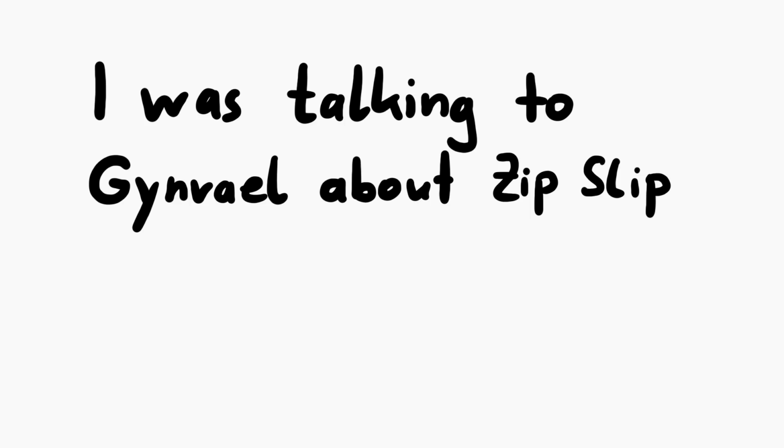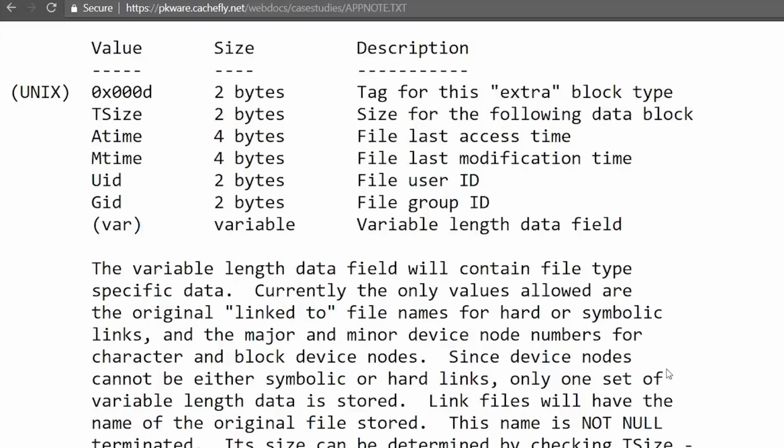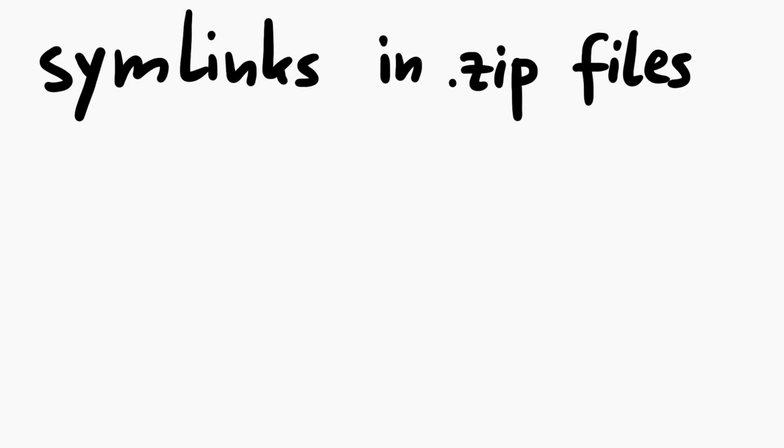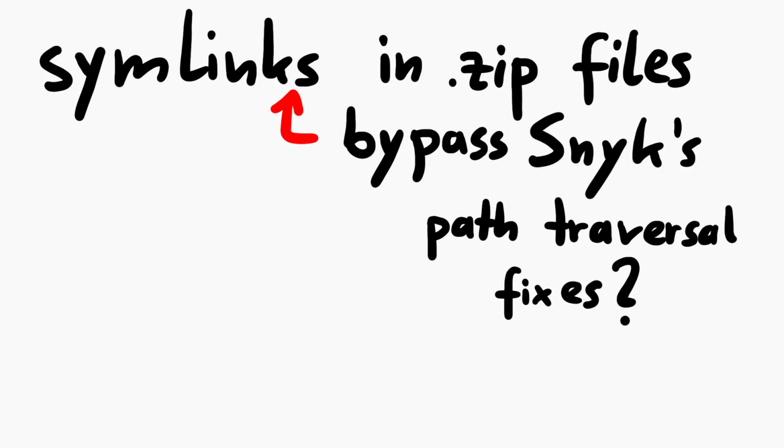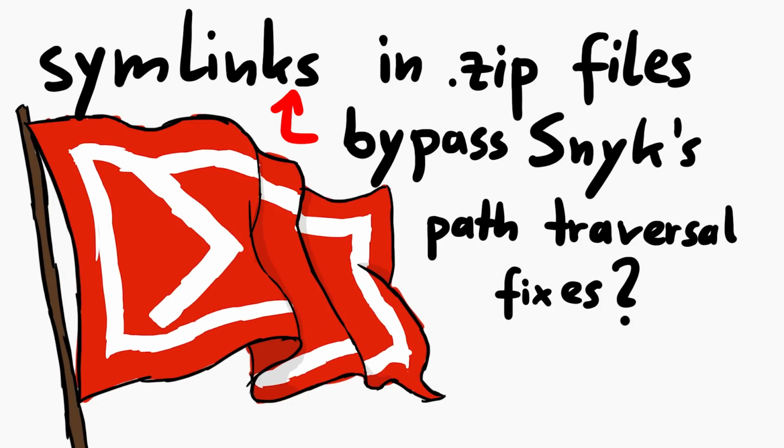And by the way, I was talking with Gynvael about the zip slip issue, and he had an excellent idea. You know, zip files or other archive files sometimes also support symlinks. Not every library implements symlinks, but if a library supports symlinks, you could maybe bypass those path traversal fixes. Again, this is something you could learn from playing CTFs.